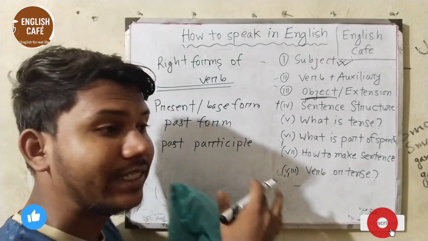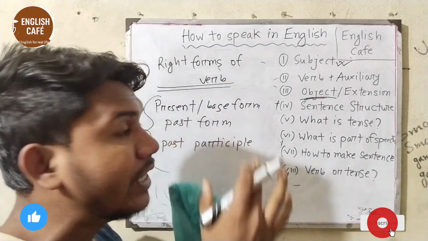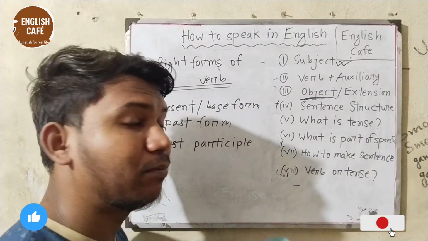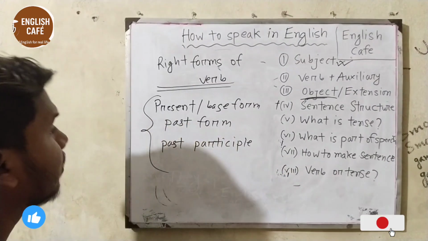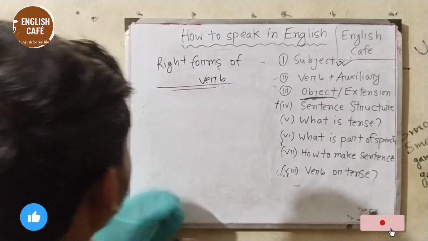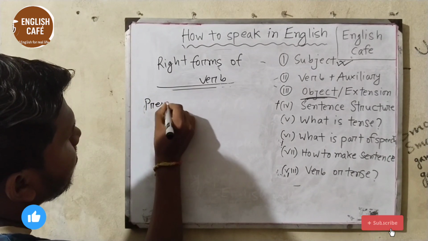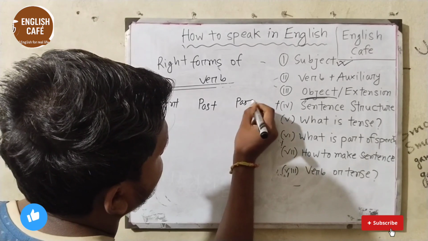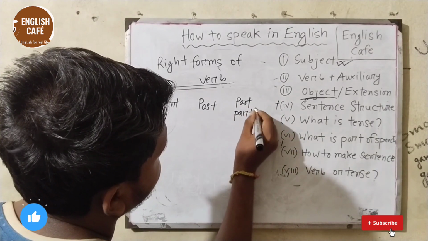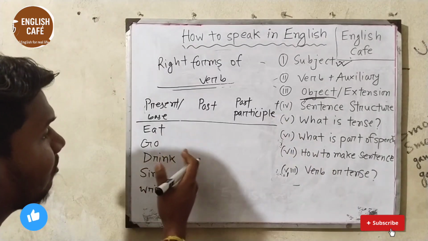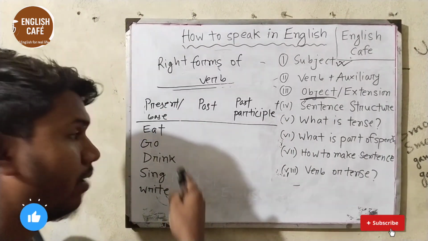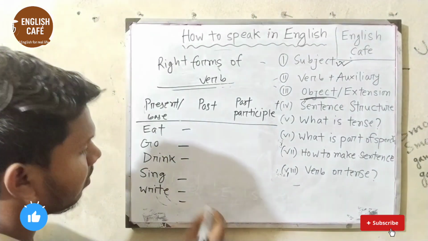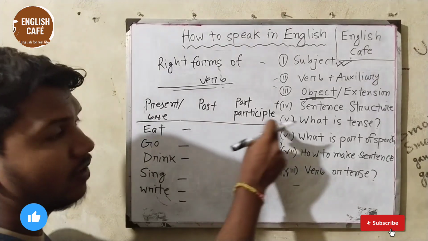Okay, so these are the 3 forms of the verb that you need to learn tenses. So we will see some examples now, all these forms. So we can write here present, past, and past participle. So I have written several base forms of verbs. Now we will see their past form and past participle form.